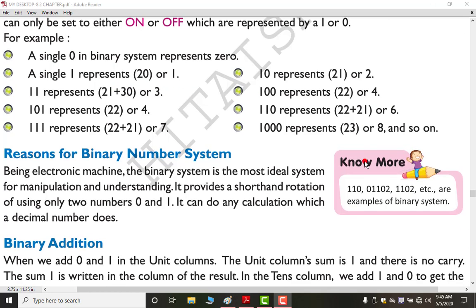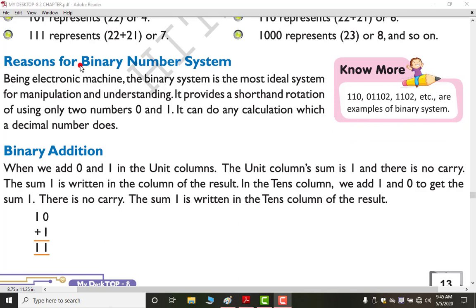So next, the reason for which binary number system is used in your computer. Look, being an electronic machine, the binary system is the most ideal system for manipulation and understanding. It provides a shorthand notation of using only two numbers, 0 and 1. It can do any calculation which a decimal number does. As you do that, if you want to add 10 plus 10, it is 20, so we are using the decimal number system. But if you want to do this in your computer, first of all, that 10 plus 10 will be converted to binary number system. Then you can do the multiplication or addition, whatever you want to do.